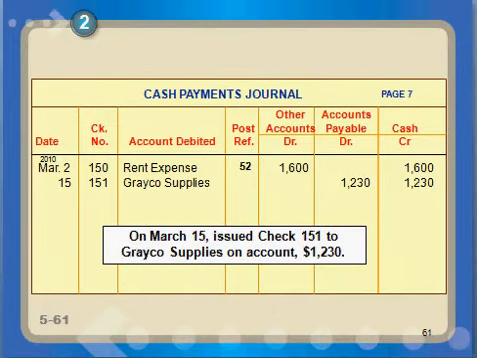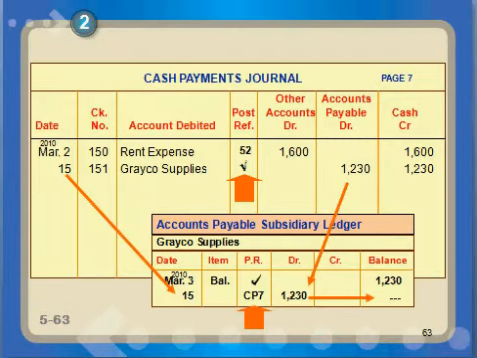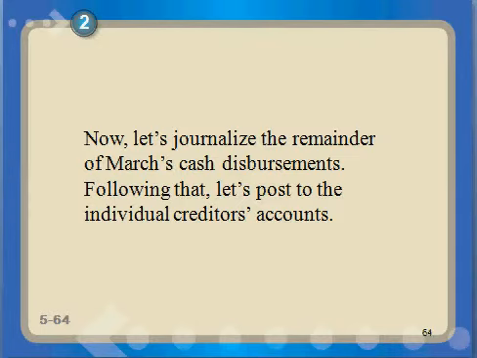And this shows on March 15th we issued check number 151-1232 to Graco Supplies, and that would be posted on that date to Graco Supplies' general subsidiary ledger. So during the month, you can see that we put a check mark by Graco Supplies for the $1,230 and posted it to the accounts payable subsidiary ledger for Graco Supplies.